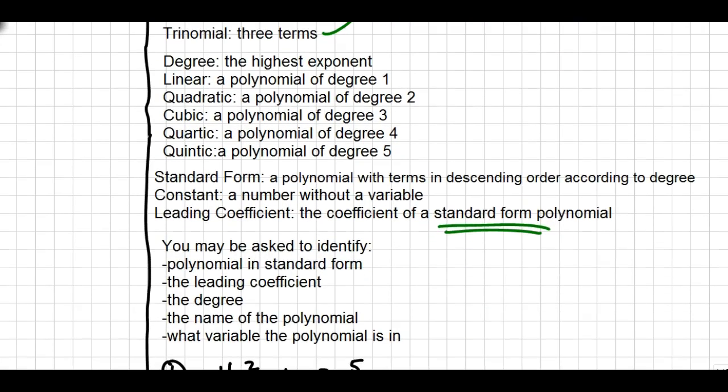So when you're working with polynomials, always make sure it's in standard form. Make sure you can identify the leading coefficient after you've put it in standard form. Make sure you can identify the degree. The degree will also be related to how you get it in standard form. And then you should be able to name it based on all of those things. Also, try to identify what variable it's in. You won't always have that because sometimes there's multiple variables going on, but usually the main one is the one that you would say that it's in.